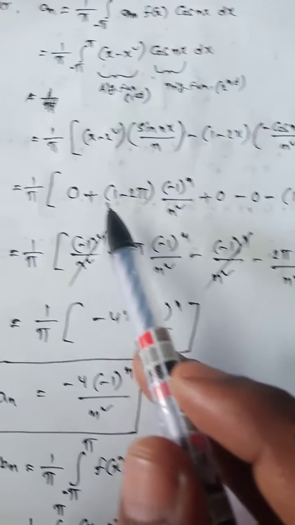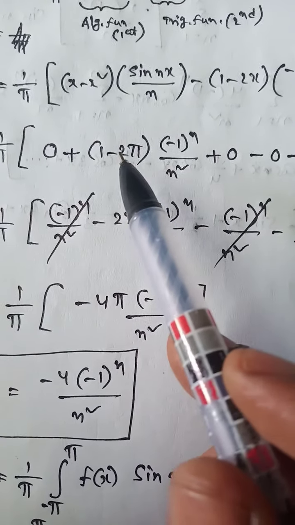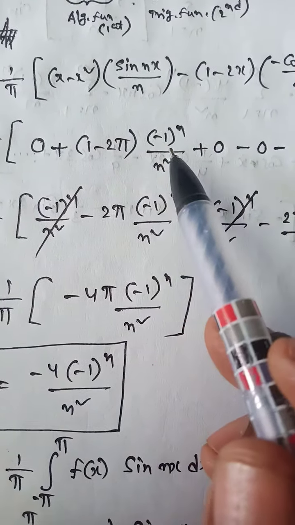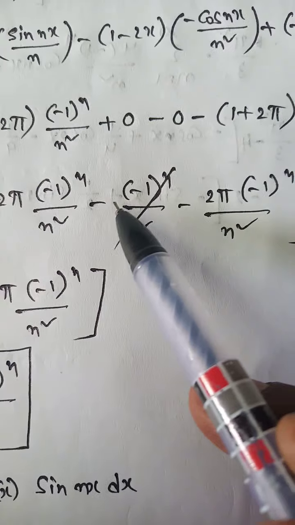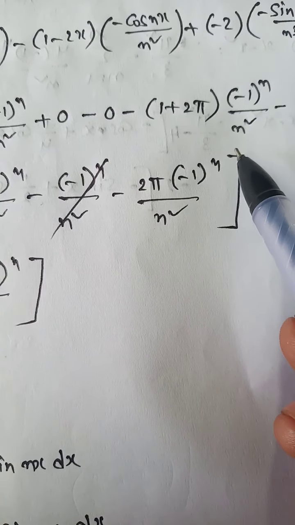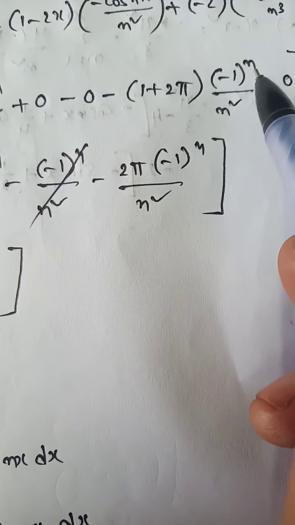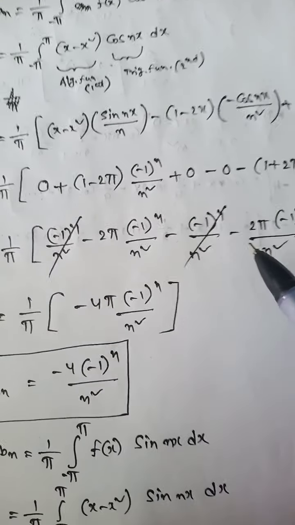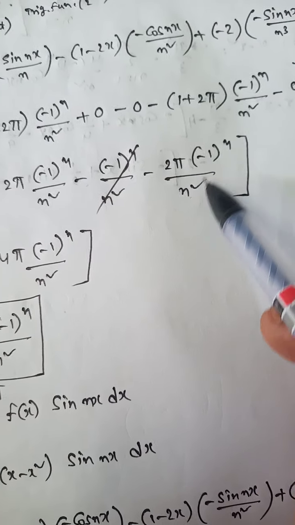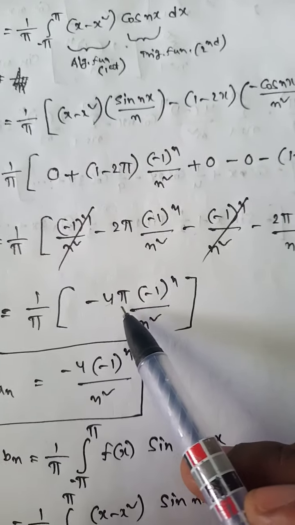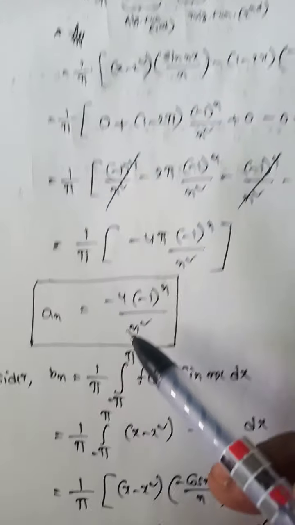Solve this again, and here multiply 1 by pi into 0 has been taken off, 1 into this one, minus 2 pi into minus 1 whole power n by n square. Next, minus 1 into minus, here I have written 1 into minus 1 whole power n by n square, minus 1 whole power n by n square, minus into plus minus I have written 2 pi into minus 1 whole power n by n square, and this one cancels, and here minus 2 pi minus 1 whole power n by n square, minus 2 pi minus 1 whole power n by n square. How many? Minus 4, minus 4 pi minus 1 whole power n by n square, pi cancels. What will we have? Minus 4 into minus 1 whole power n by n square, this is an.